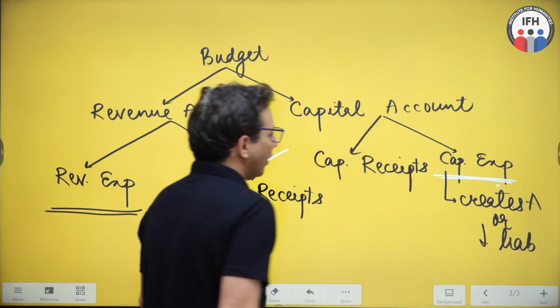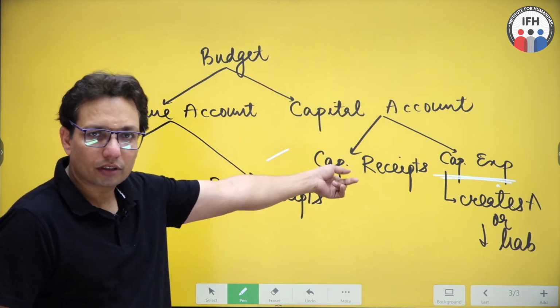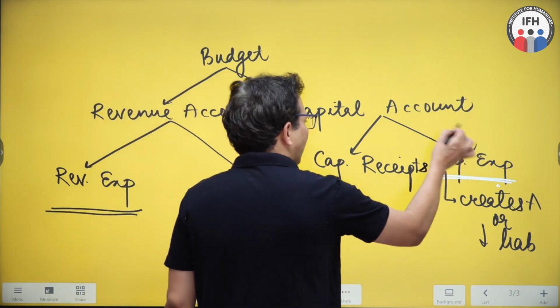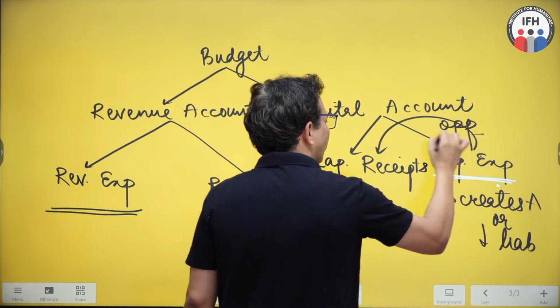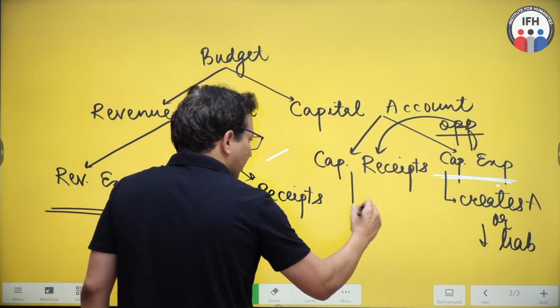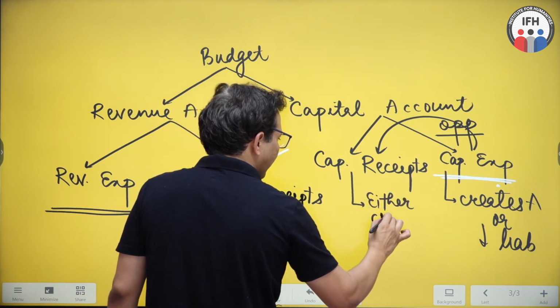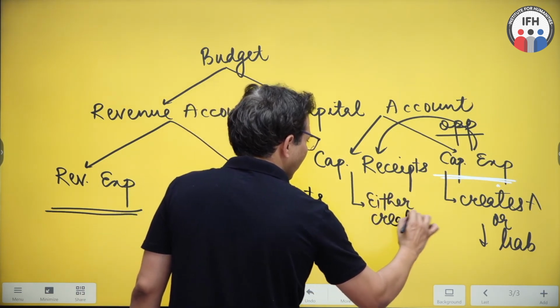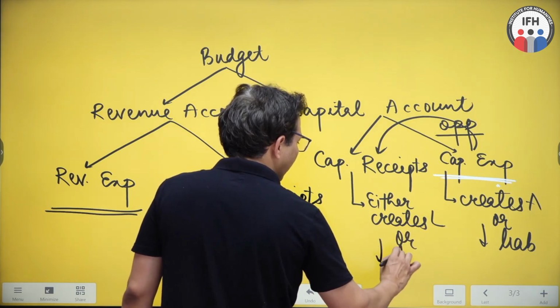Now, capital receipt is totally opposite of this. So that is how we memorize it. So what are capital receipts? Capital receipt is that which either creates liabilities or reduces the assets.